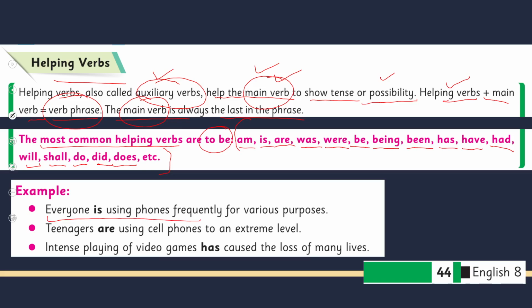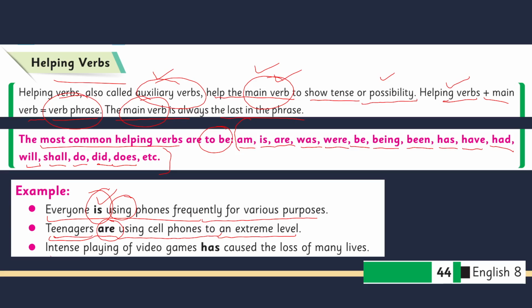Everyone is using phones frequently for various purposes. Now, can you spot the helping verb over here? Yes, it is is. Now, is helping our main verb, which is using something. Teenagers are using cell phones to an extreme level. Now, we have our helping verb are. Why? Because we are addressing a plural noun.